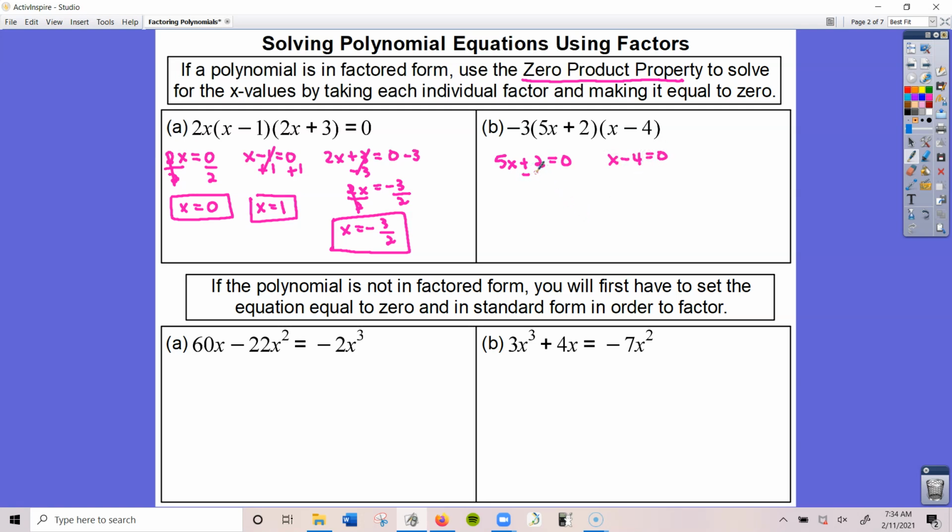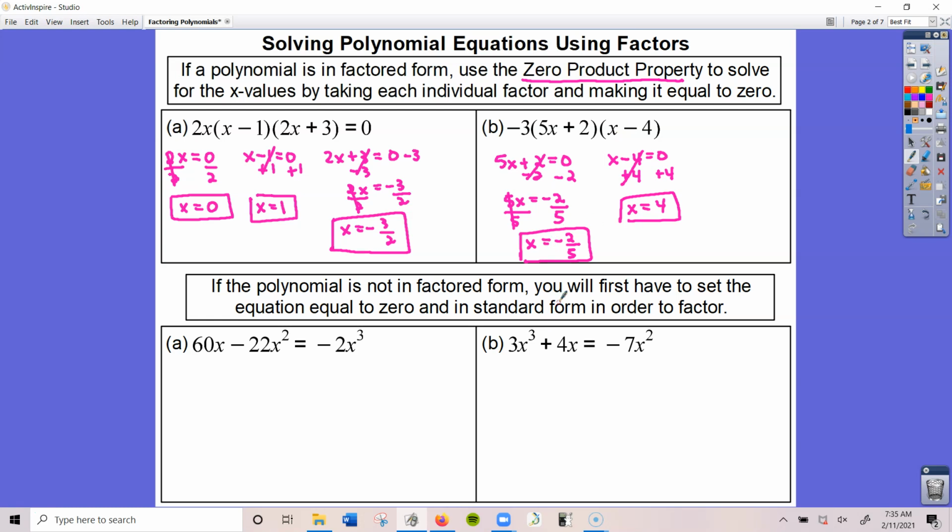For this first factor, we would subtract the 2. So 5x is equal to negative 2. And then we would divide by 5. So x is equal to negative 2 over 5. For this last factor, we would have to add the 4. So x would equal 4. And see, again, I have 2 factors that contain x, therefore I should have 2 answers.